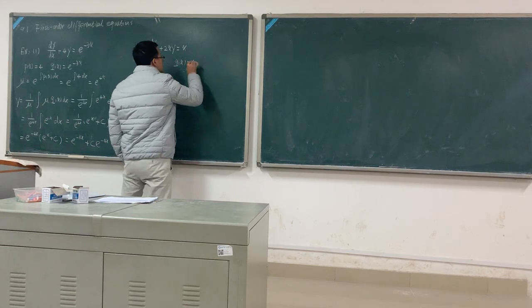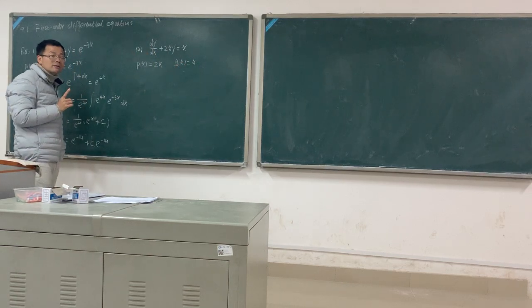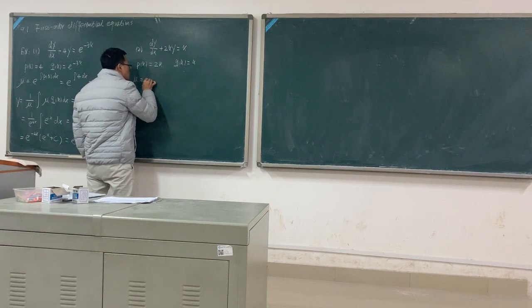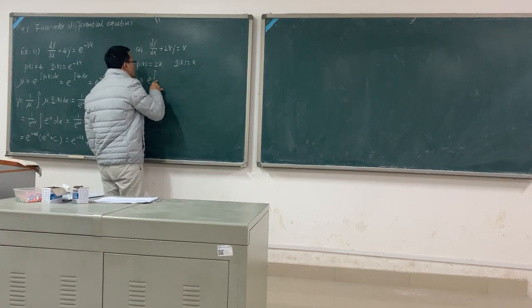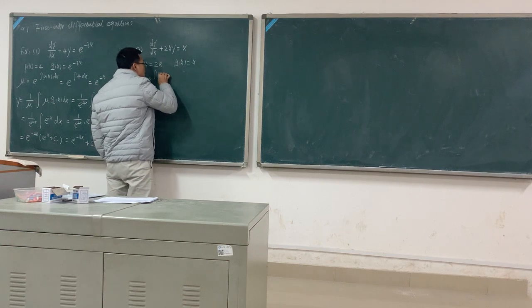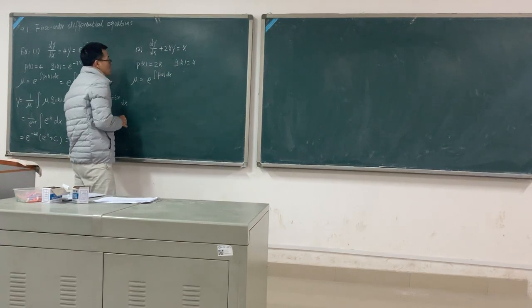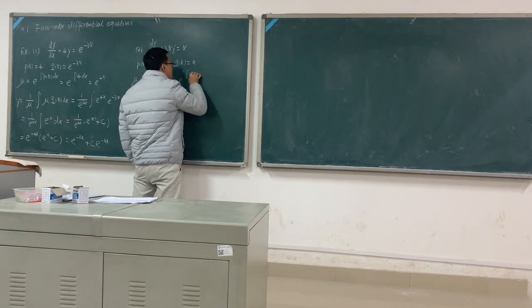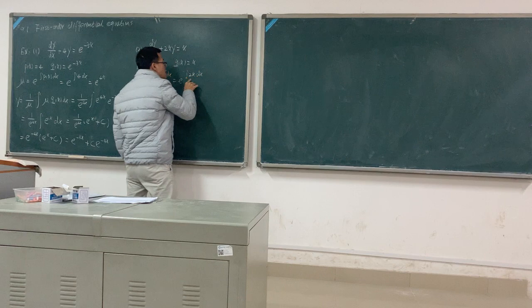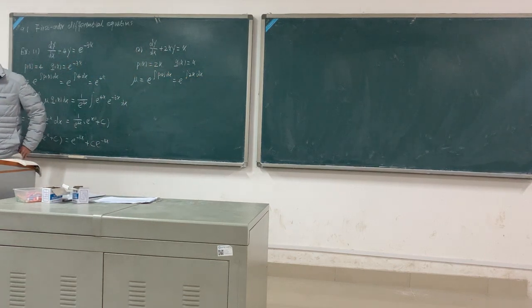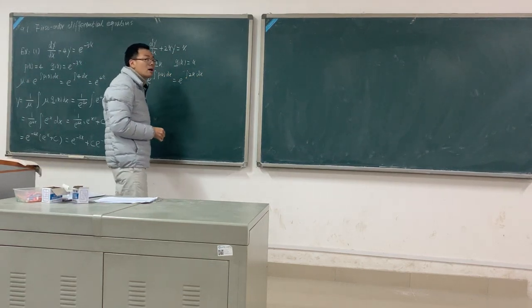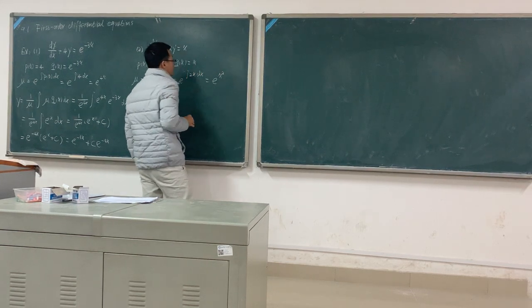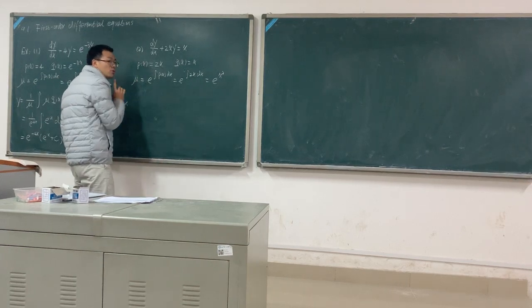So here first we compute the integrating factor mu. Mu equal to e to the power of the antiderivative of p(x) dx. So here is e to the power of the antiderivative of 2x dx. The antiderivative of 2x is x squared, so here is e to the power x squared. So this is mu.